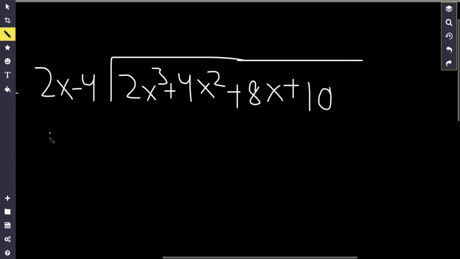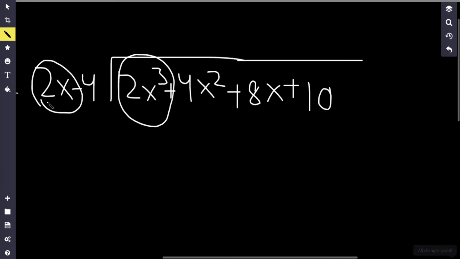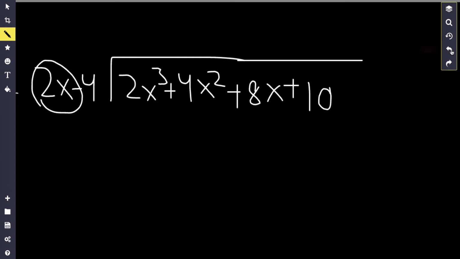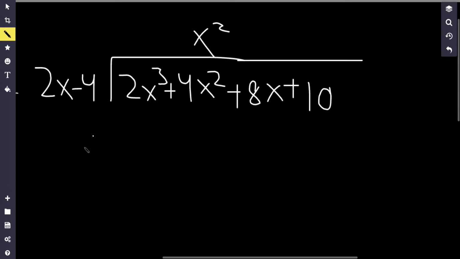I'm going to ask myself, what multiplied by 2x gives me 2x to the third power? And the answer to that is x squared. If I multiply 2x times x squared, I'm going to get 2x to the third power. And what I'm going to do is distribute this x squared to all of my terms. So if I multiply x squared by 2x, I'm going to get 2x to the third power. And if I multiply x squared by 4, I'm going to get a negative 4. If I multiply x squared by negative 4, I'm going to get minus 4x to the second power.